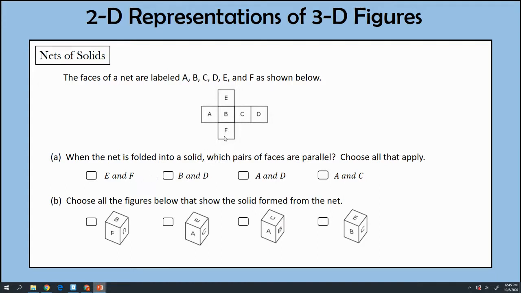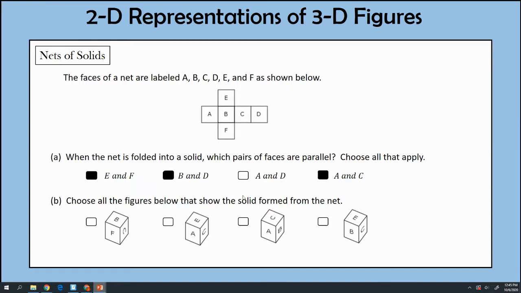Answer is yes. They wouldn't share any side in common, E and F. They would be opposite of each other. B and D, if we folded it and put it together, if we wrapped it up, D would be parallel to B. So yeah, those two are parallel. A and D. Now, if we folded this together, D would wrap over and share an edge with A. So that's not parallel. A and C, you can see these two, when I fold A up and fold C up, these two aren't going to share any edges and they're going to be parallel to each other.